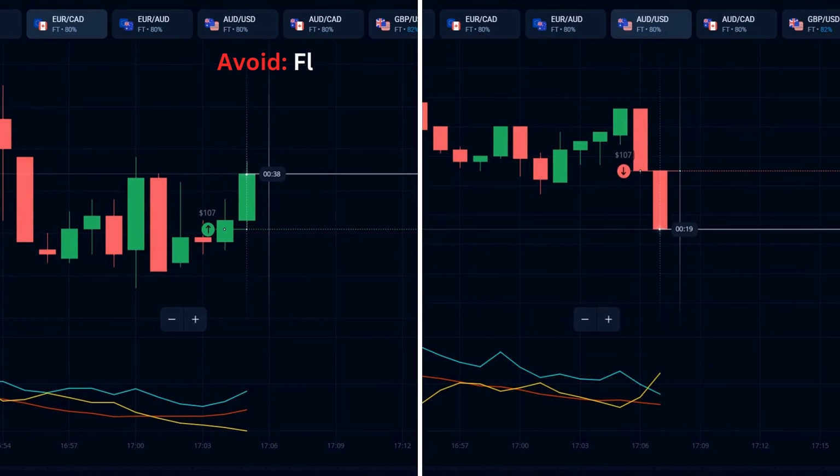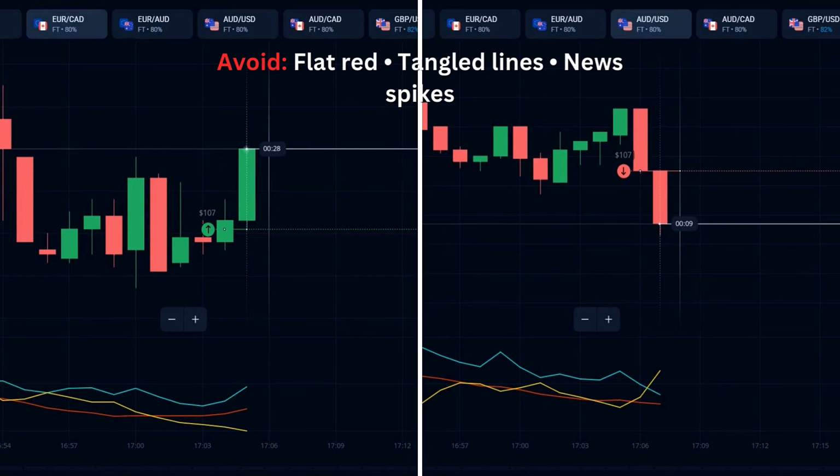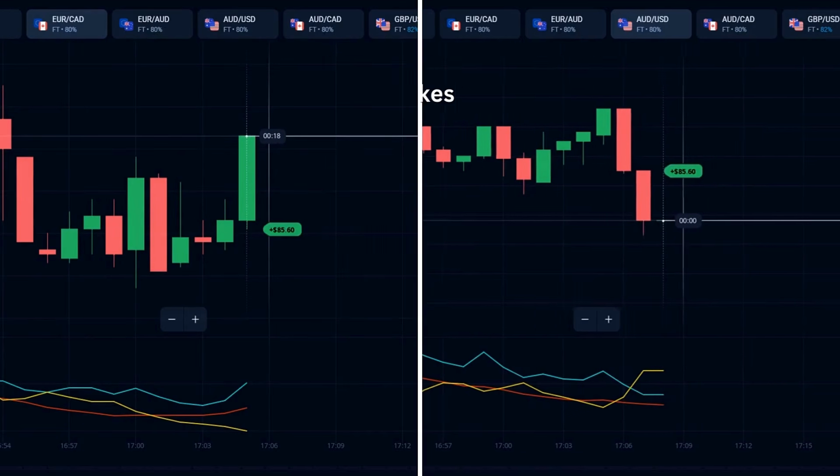Now, very important, times to avoid trading. Skip trades when the red line is flat because the market is too weak. Skip trades when the red and yellow lines are tangled together with no clean cross. And always avoid trades right after a major news spike, because those signals can be false. Remember, skipping a bad trade is as powerful as taking a good one.